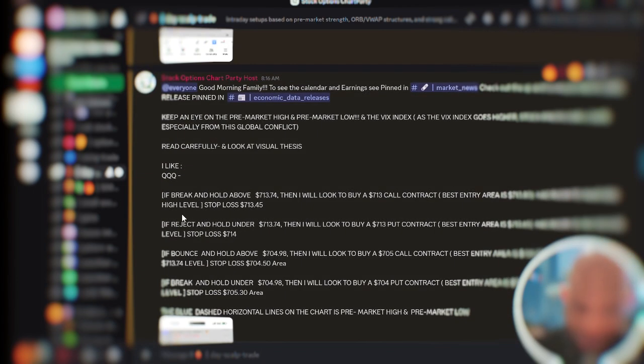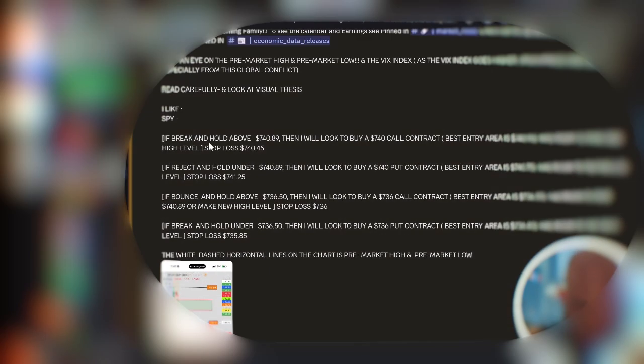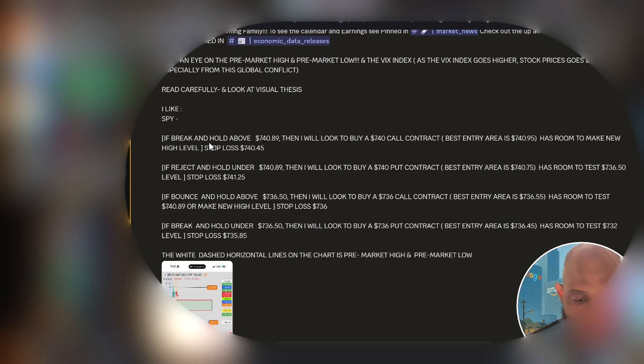What the watch list consists of is price levels and what we're anticipating that stock price to do at those levels. Reading off this SPY, if it breaks and holds above 740.89, then we'll look to buy a 740 call contract. Best entry area is to let it bounce from the 740.89 and you get in at 740.95. It tells you it has room to make new high levels. It also gives you a price level to get out.